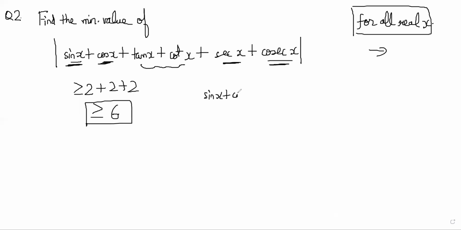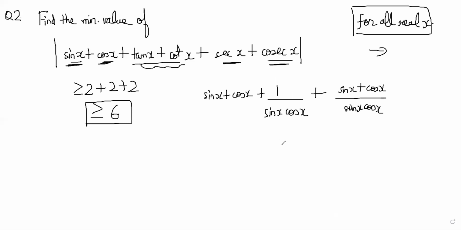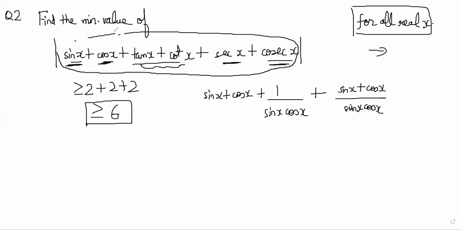Sin x plus cos x plus tan plus cot. On top will come cos square plus sine square, so it will be 1 by sin x cos x, right? And this one will be sin x plus cos x by sin x cos x. Right now I'm not worrying about the mod. I'm taking out the inside part and thinking of that function.